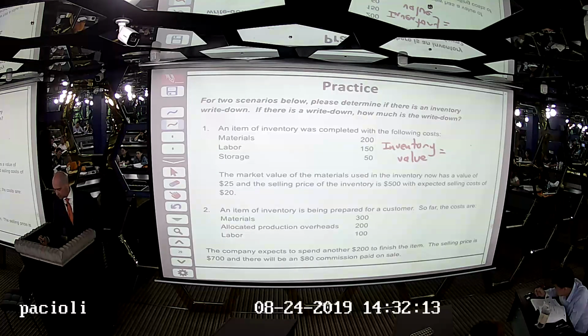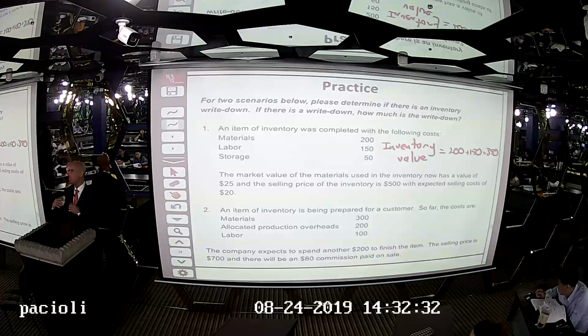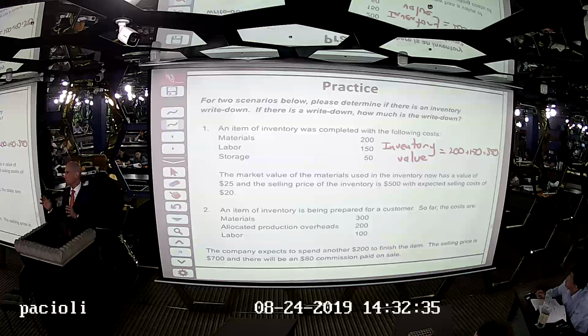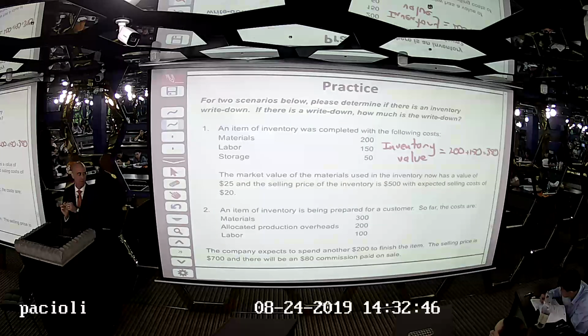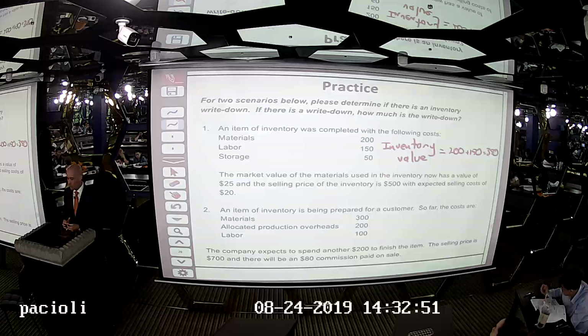There's a trick here. Do we need materials to make the inventory? Yes. Do we need labor to make the inventory? Yes. Do we need storage to make the inventory? No. We leave the storage out. So we assume, on our exam, storage is for storing the finished goods. But if the storage was part of production, okay, add the storage. But if the storage is for finished goods, we leave it out. On your exam, you will leave out storage. So the cost is $350.